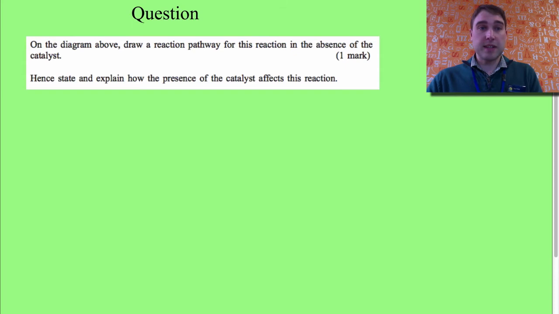The second part of the question says, hence, state and explain how the presence of the catalyst affects this reaction. To start with, it's going to increase the reaction rate. The reason it does that is the catalyst provides an alternate energy pathway for the reaction that requires less energy to occur. That means more particles will have energy in excess of the activation energy, and so there'll be more successful collisions because more particles will have that extra energy.